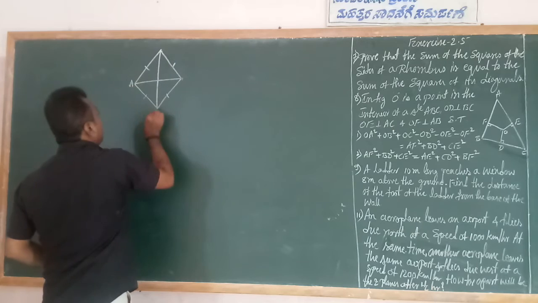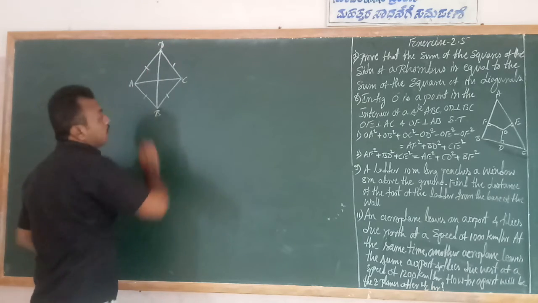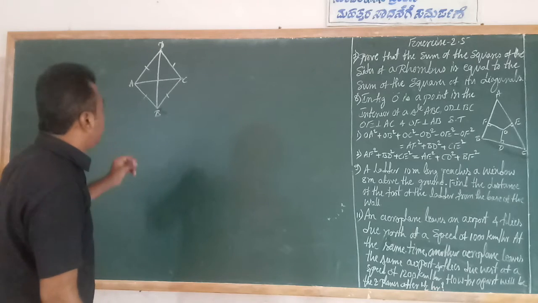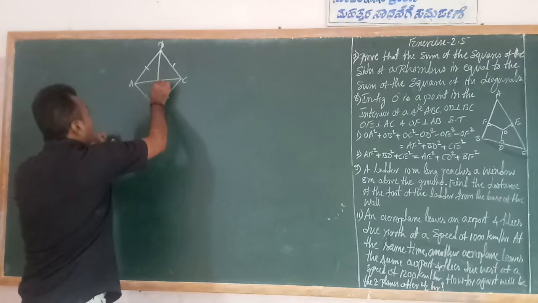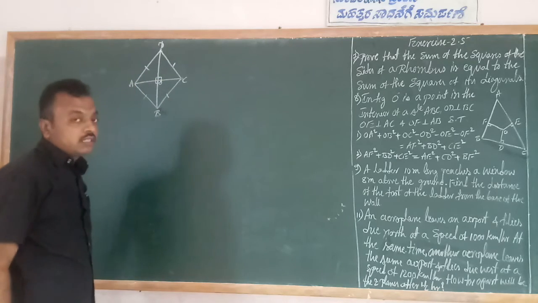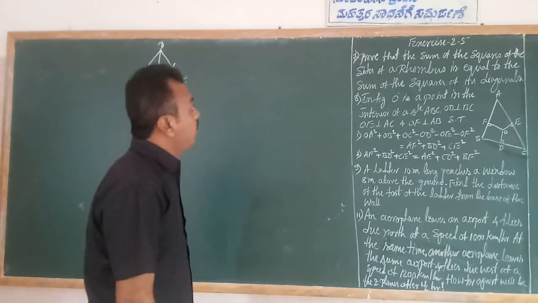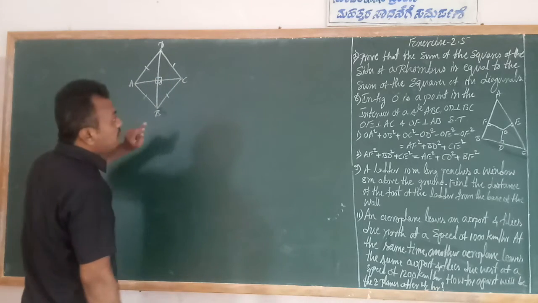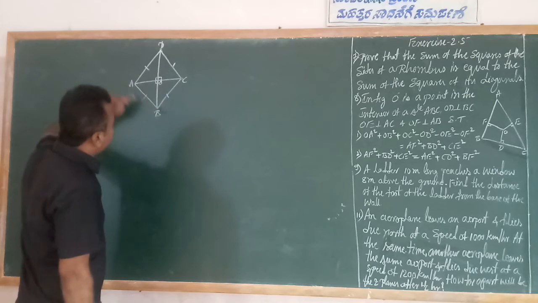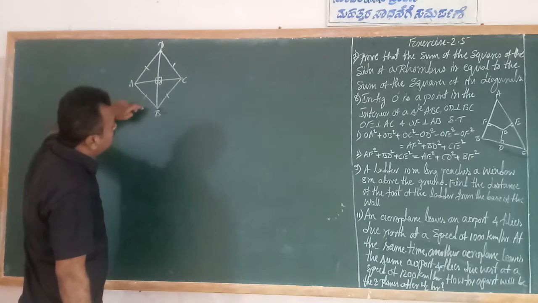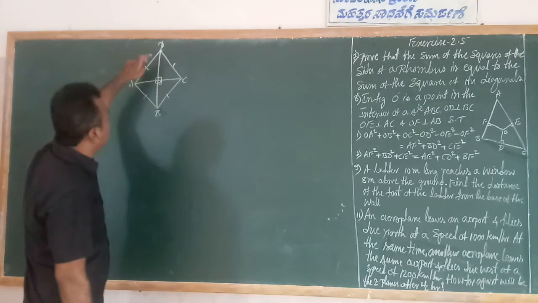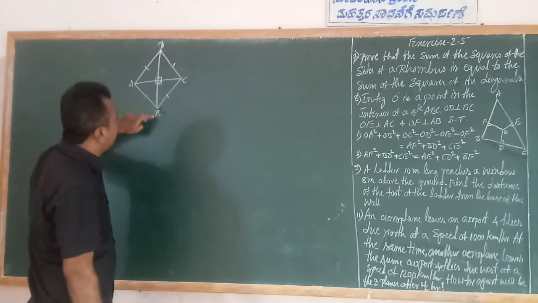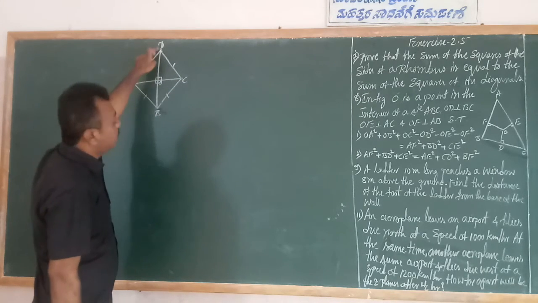Okay, so ABCD is one such rhombus. What do we have to prove? In that rhombus, all sides are equal, and the diagonals intersect each other perpendicularly. That means at the intersection point, it measures 90 degrees. So what do we have to prove? The sum of the squares of the sides of the rhombus, AB square plus BC square plus CD square plus DA square, is equal to the sum of the squares of the diagonals. AC is a diagonal and BD is a diagonal. So, AC square plus BD square. We have to prove it.